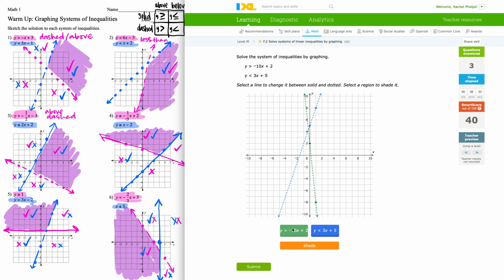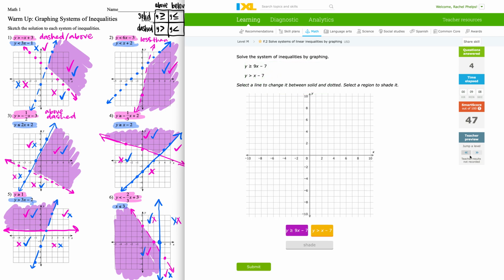So it's above green and below blue. So we could start with above green. Is this above green? Yes. Is it below blue? No. Is this above green and below blue? Yes.